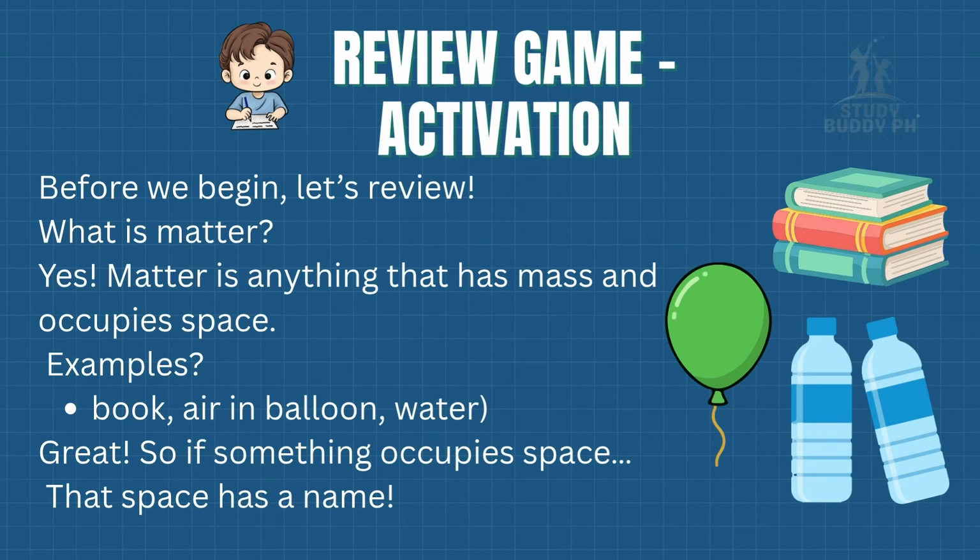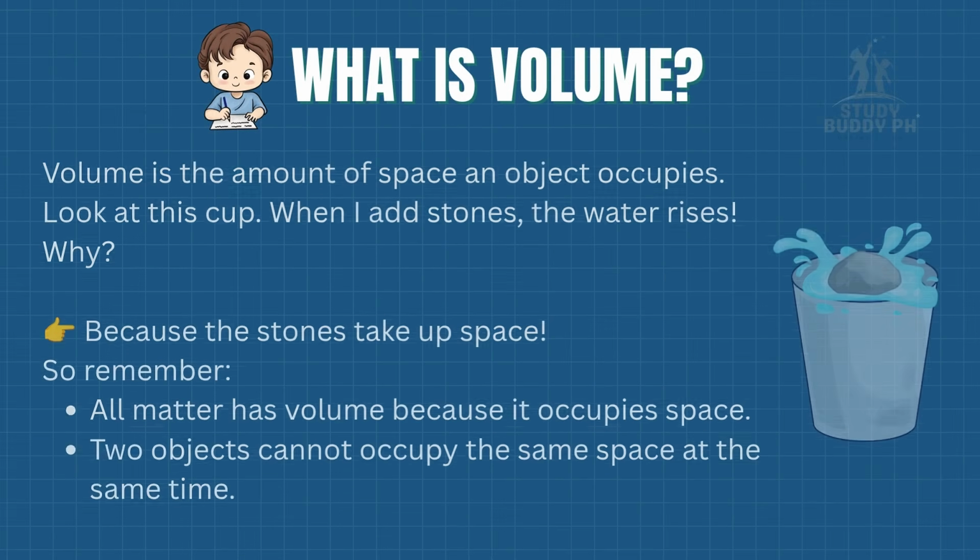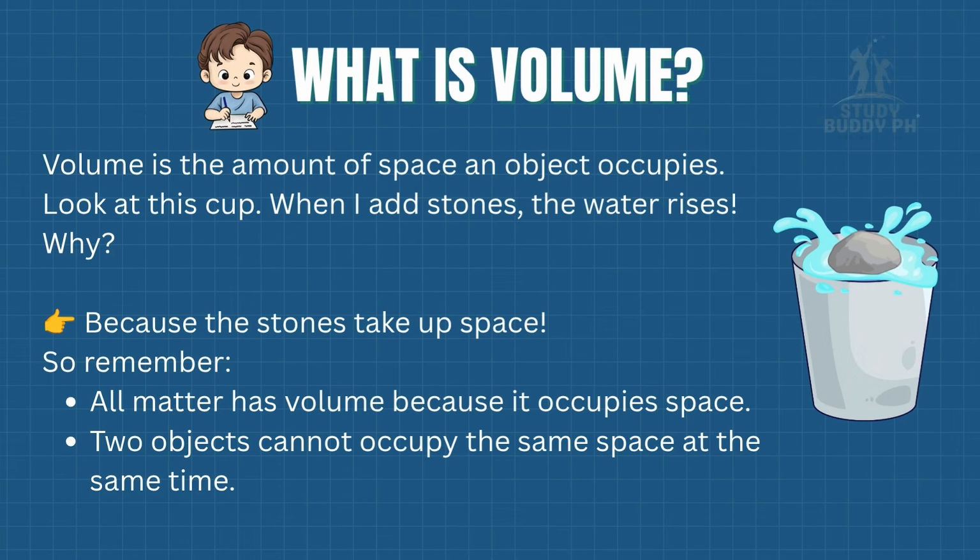Before we begin, let's review. What is matter? Yes, matter is anything that has mass and occupies space. Examples: book, air in balloon, water. Great. So if something occupies space, that space has a name. Volume is the amount of space an object occupies.